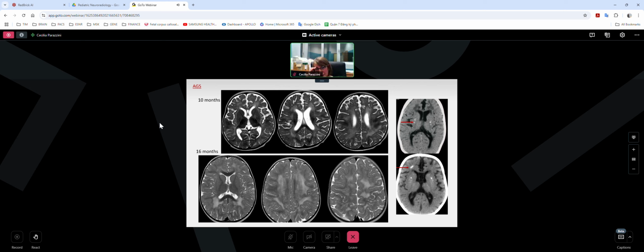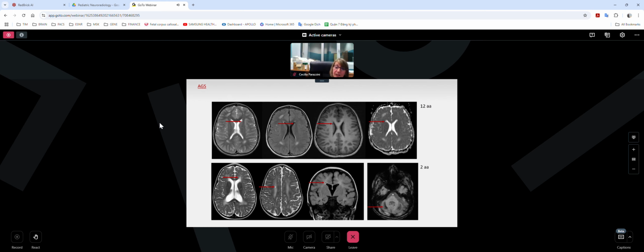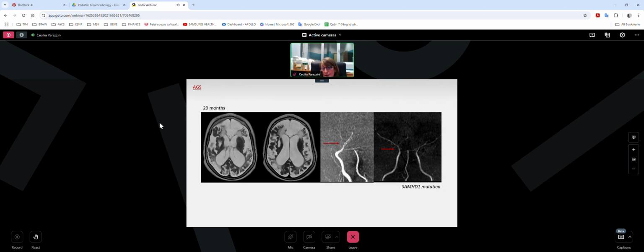These are two cases with a classical form of AGS with diffuse involvement of white matter in a quite asymmetric manner. In the first case, you can see also a sort of atrophy with increase in size of subarachnoid spaces and ventricular system, and calcification in thalami, basal ganglia, and periventricular area. In the course of the disease, also in AGS, some small cysts may appear, and this picture shows you how calcification may be present also in the cerebellum.